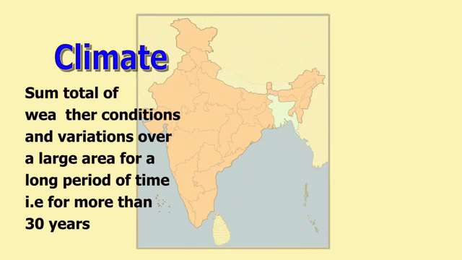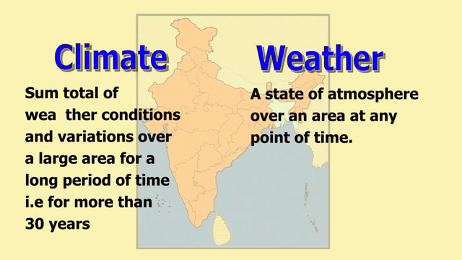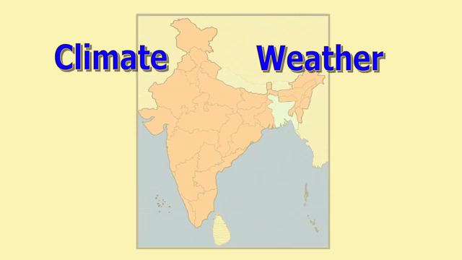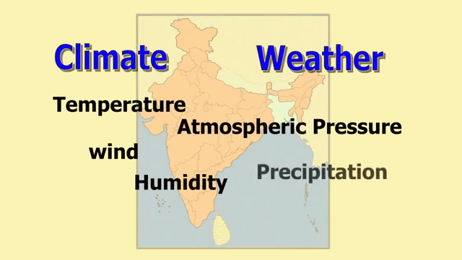Okay, if this is the definition of climate, what is weather? Weather refers to the state of the atmosphere over an area at any point of time. That means, say if it is raining, I will say it is a rainy day and the weather is rainy. If it is very cool outside, I will say the weather is cool. Now these two words, climate and weather, are made up of the same elements, that is temperature, atmospheric pressure, wind, humidity and precipitation.